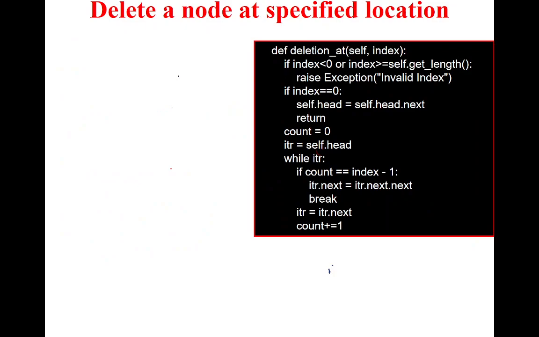Then deletion at the specified location. It is the same concept. We have to get the index. If the index is less than 0 or greater than the length of the list, we say that it is invalid. If the index is 0, we have to delete the first node. So it is nothing but what we have done for the first node, we are changing only the head value. You can see here.